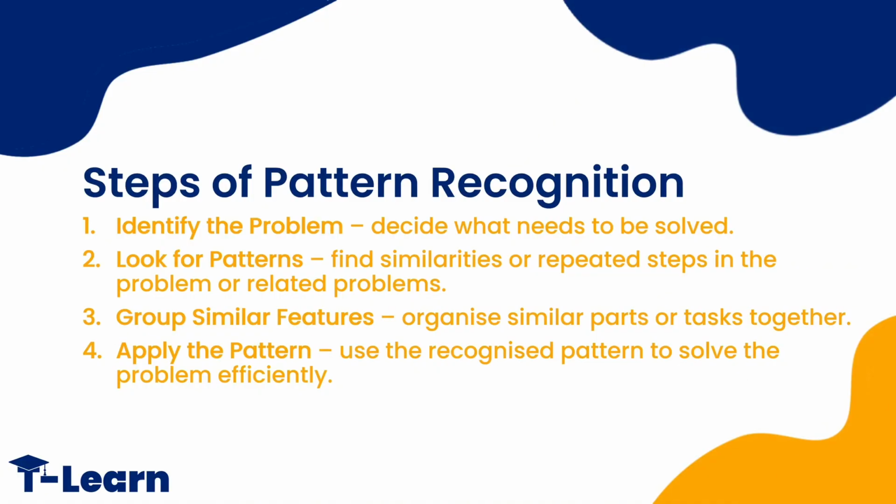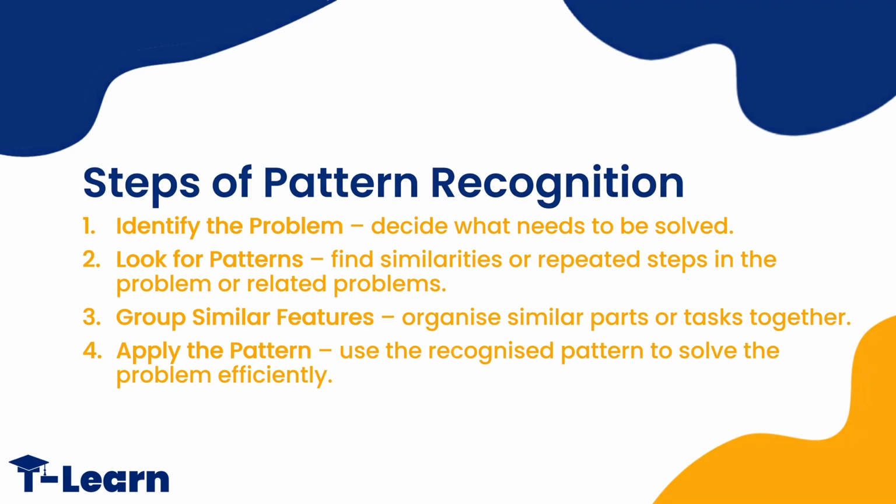So here are the steps of pattern recognition. 1. Identify the problem. Decide what needs to be solved. 2. Look for patterns. Find similarities or repeated steps in the problem or related problems. 3. Group similar features. Organize similar parts or tasks together. And finally, 4. Apply the pattern. Use the recognized pattern to solve the problem efficiently, such as making a function or just simply using the same code again.